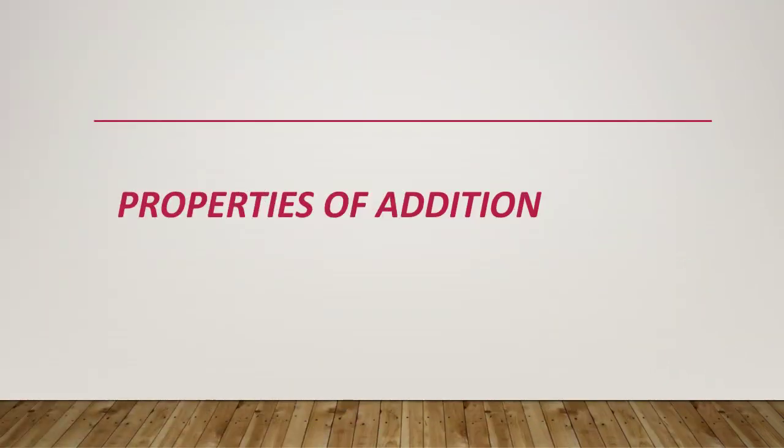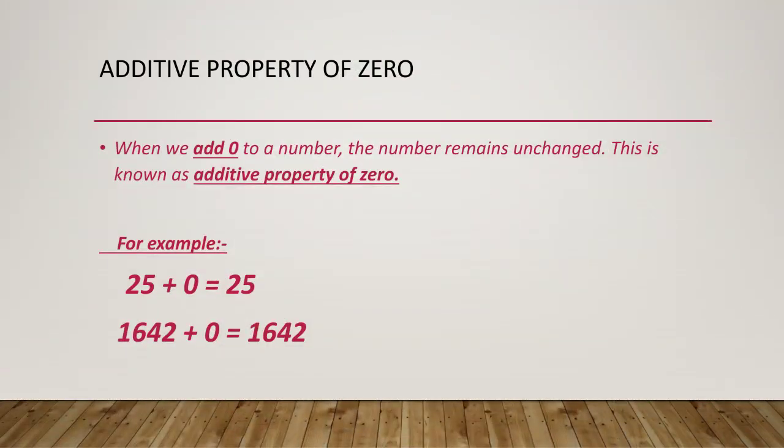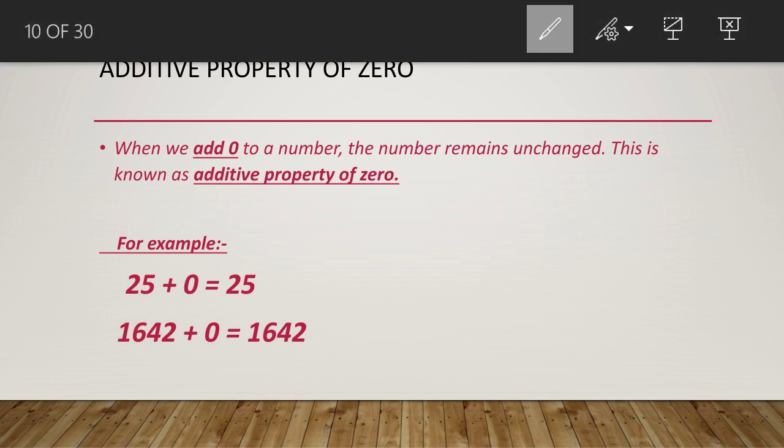Now let's study some properties of addition. The first property is additive property of 0. According to this property, when we add 0 to a number, the number remains unchanged. This is known as additive property of 0.